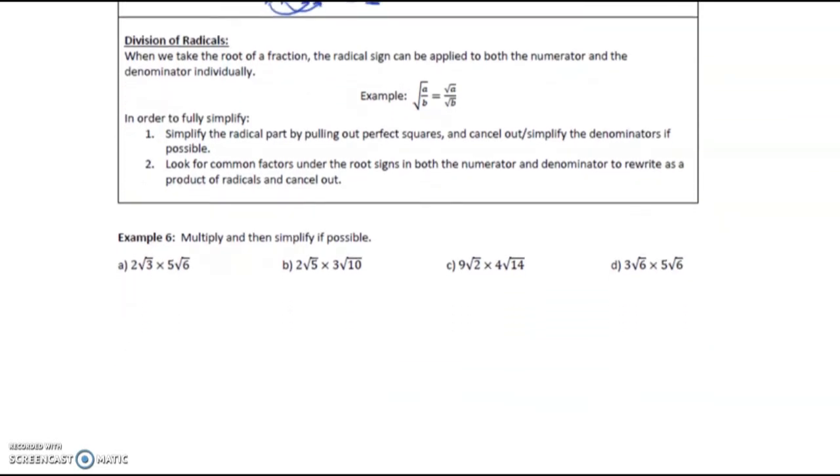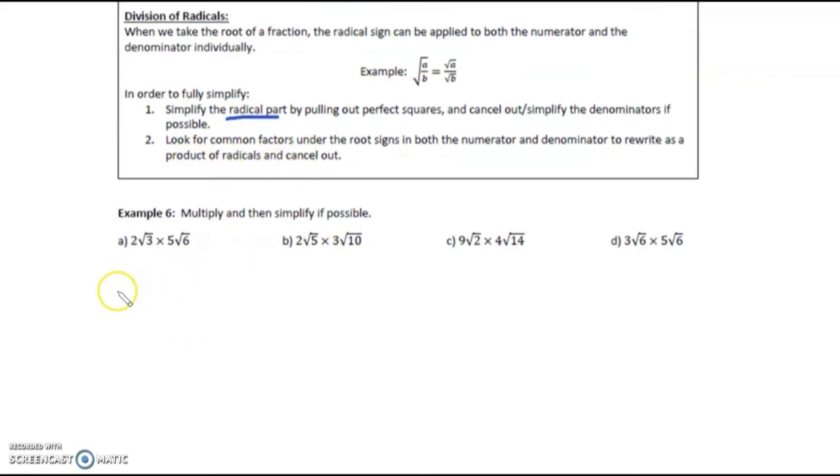Okay, and division is very similar. When we take the root of a fraction, the radical sign can be applied to both the numerator and the denominator. So the radical of a fraction is root a over root b. And then in order to fully simplify, we can simplify the radical part by pulling out the perfect squares and canceling out, simplifying if possible, and then we look for common factors under the root sign. So I'm going to show you guys that.